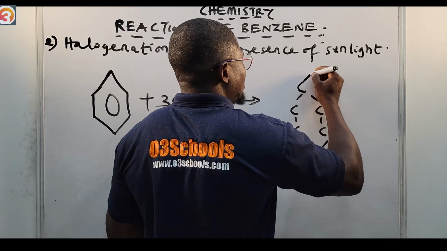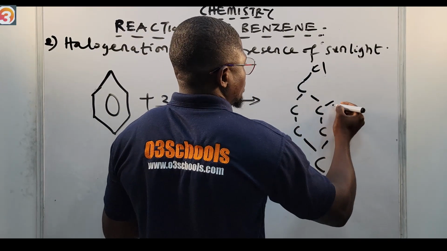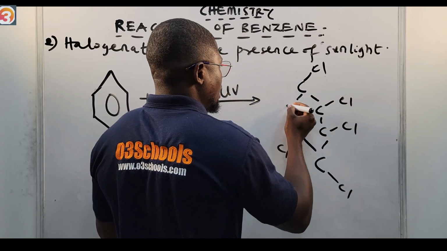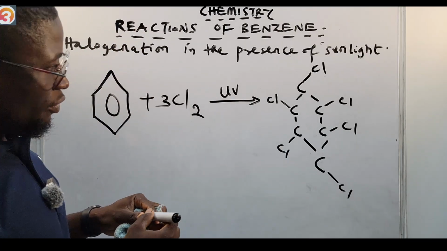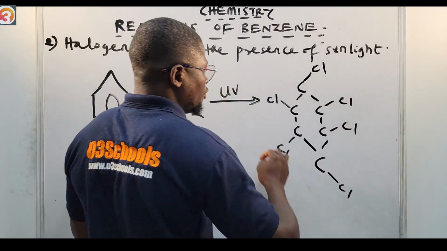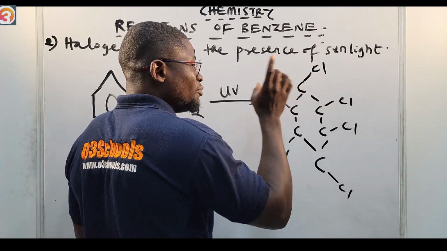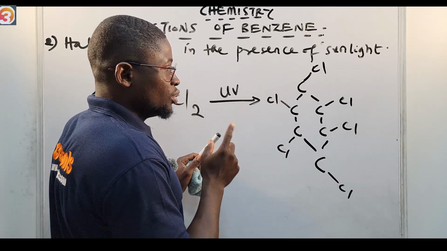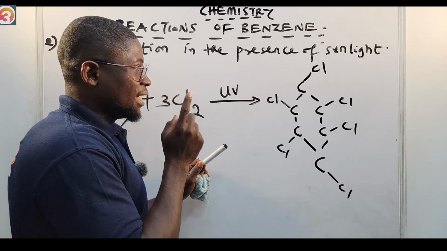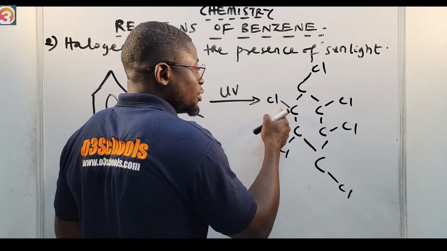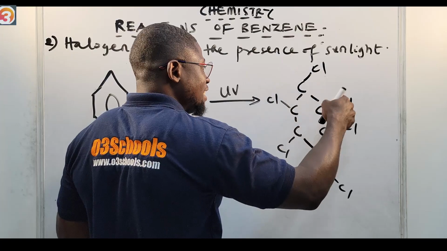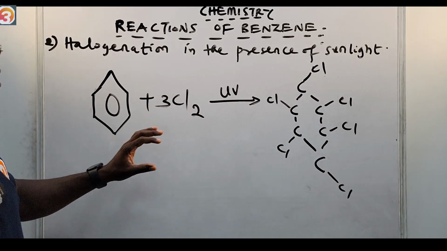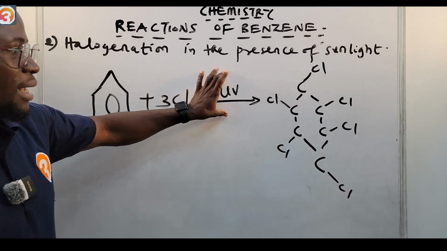But in this case, I'm going to have chlorine here, chlorine here, chlorine here, chlorine here, chlorine here, chlorine here. So we're going to have 6 atoms of chlorine, 1 atom of chlorine in each of the carbon atoms. You're not going to have 2, just like we saw in hydrogenation to give us cyclohexane. So this is the product of the halogenation reaction between benzene and chlorine in the presence of sunlight.